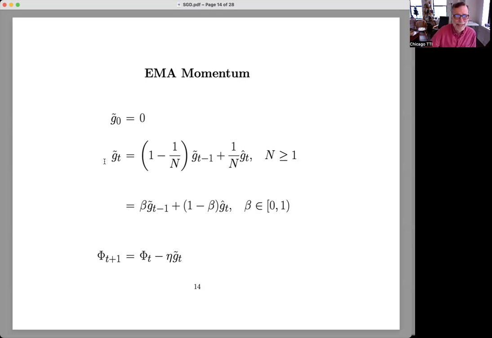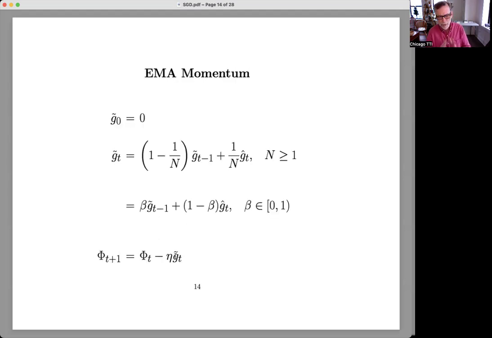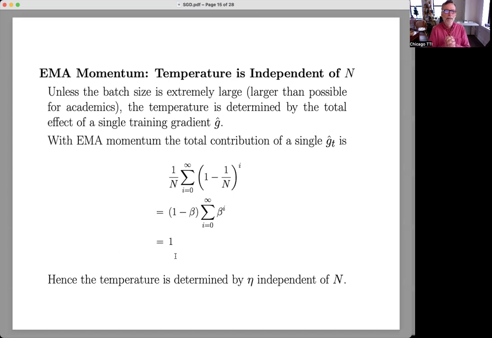So I get this sequence, which is a moving average of the gradient estimates. And then I take my update to be a learning rate times this moving average of my gradient estimates. Okay, I'll go ahead to the next slide.